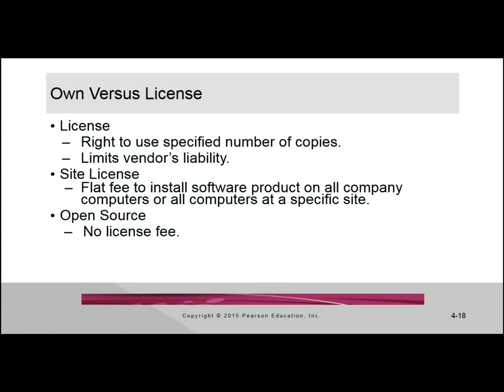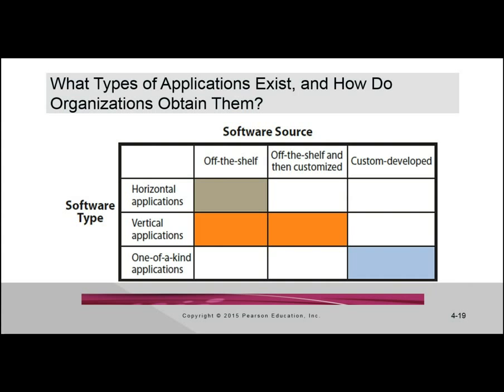So, we have only 4 minutes, so we're going to come back to open source. But I want to talk about what types of applications exist and how organizations obtain them. So we already talked about horizontal, vertical, and one of a kind. And I already mentioned this.